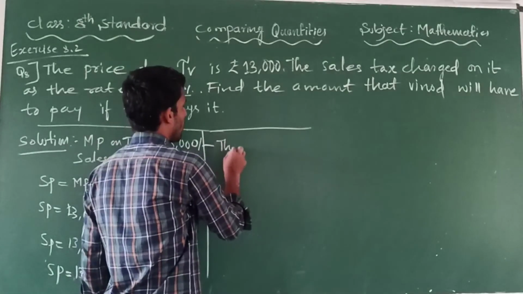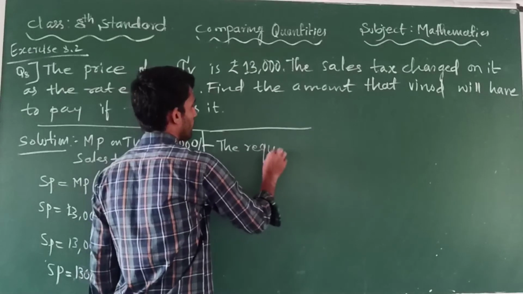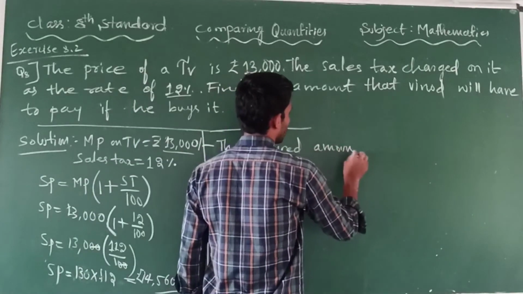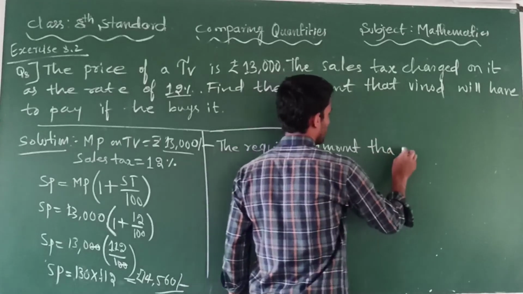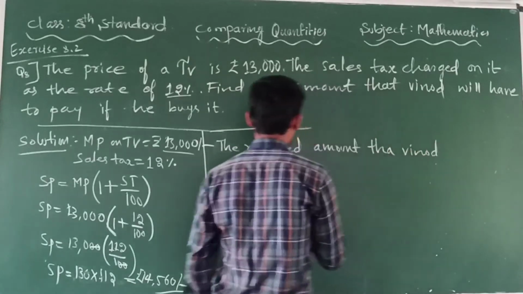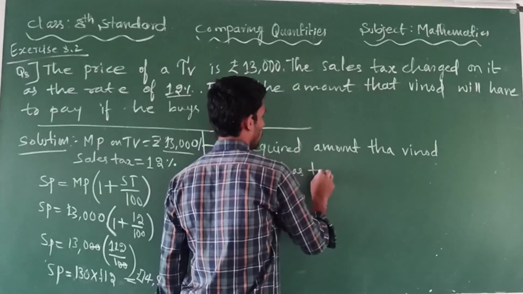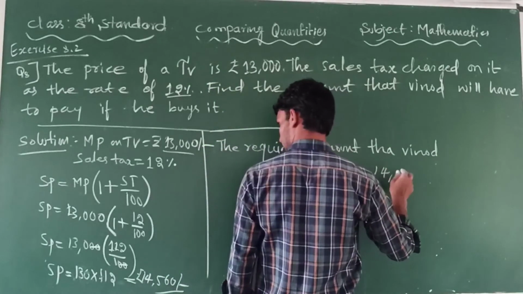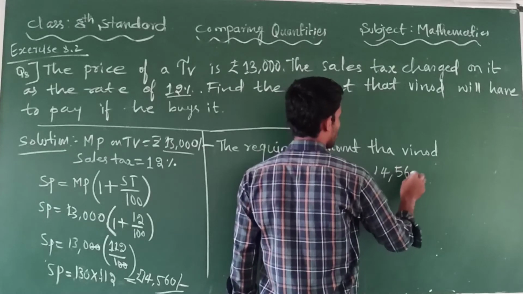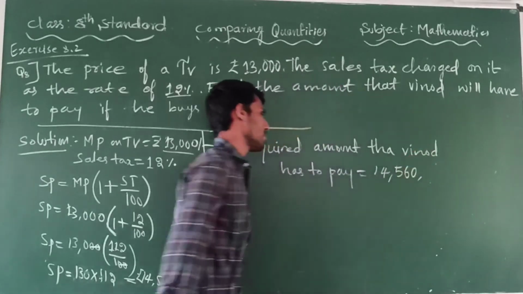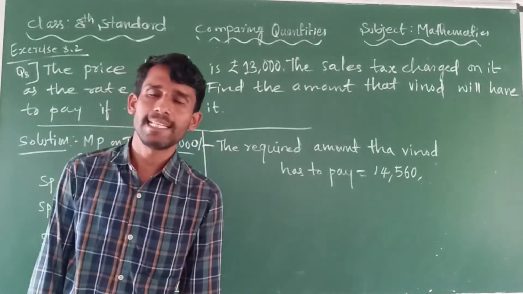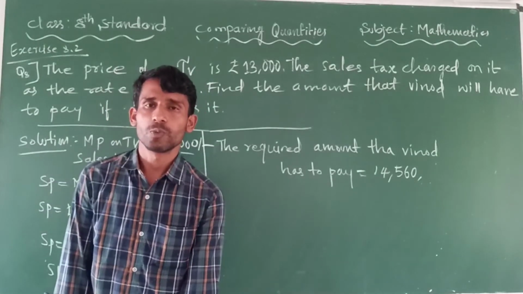The required amount that Vinod has to pay is 14,560 rupees. Okay, this is the solution. Next, I am taking question number 9 in exercise 8.2.